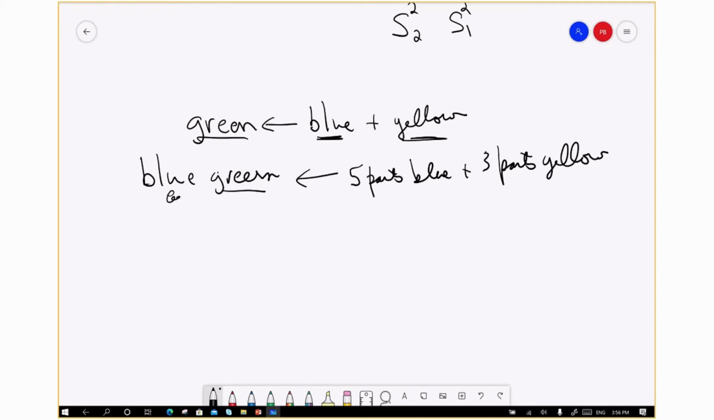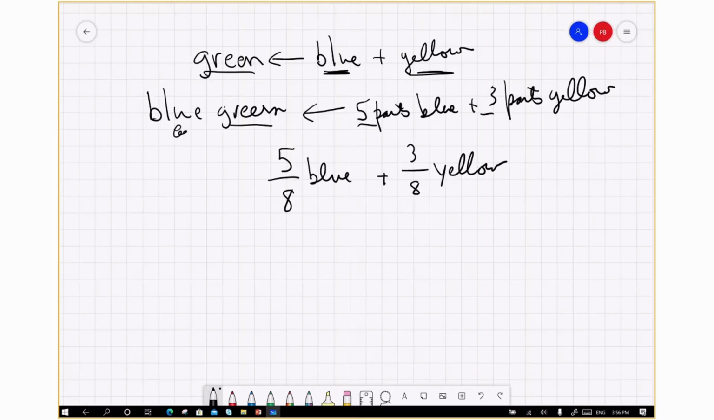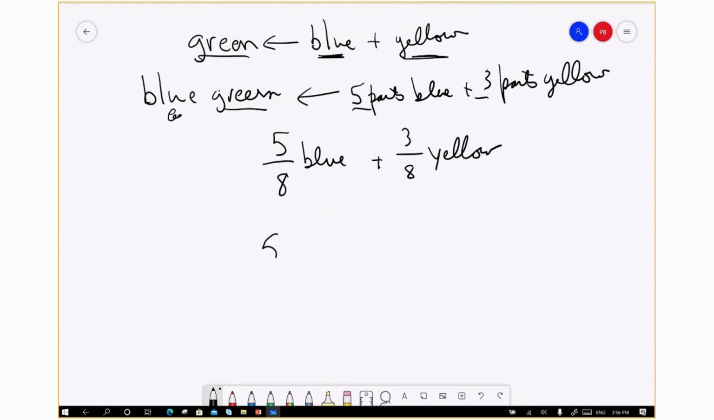Another way to look at this is we've got 8 parts in total, 5 from the blue, 3 from the yellow. So what we've got is 5/8 blue and 3/8 yellow. Or we could consider that 5 blue plus 3 yellow, divided by the 5 from the blue plus the 3 from the yellow.